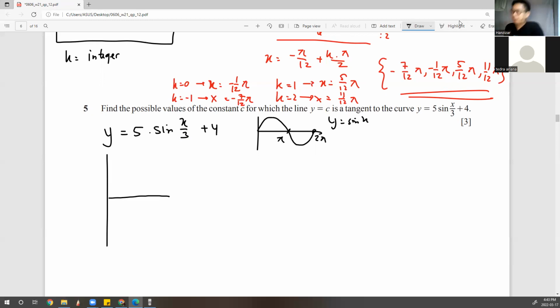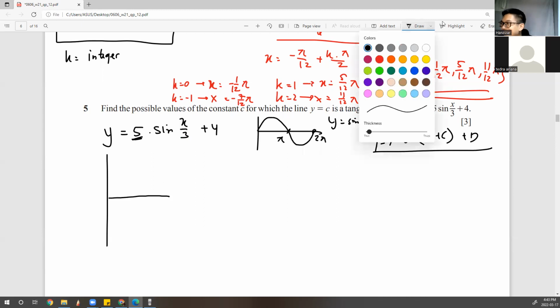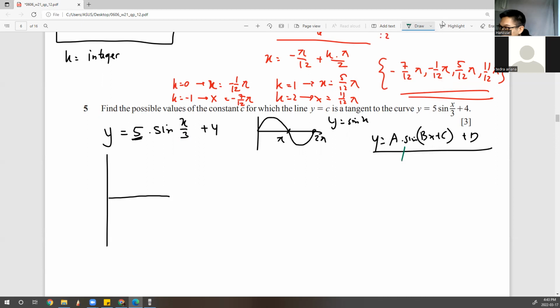This will be the amplitude, right? Do you remember that rule? y equals a sine bx plus c plus d. Have you learned about this, Tedra? Yeah, I remember that rule. So we have to use this rule. A is the amplitude. B is the period. So the period will be 2 pi over b, right? And the c will be the horizontal shift. D will be the vertical shift.